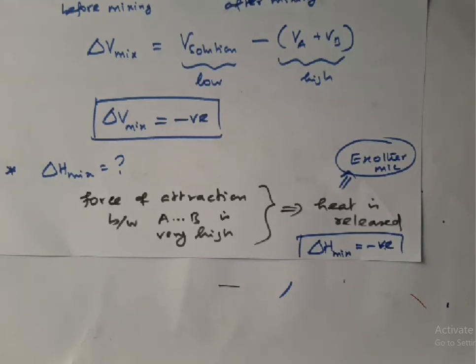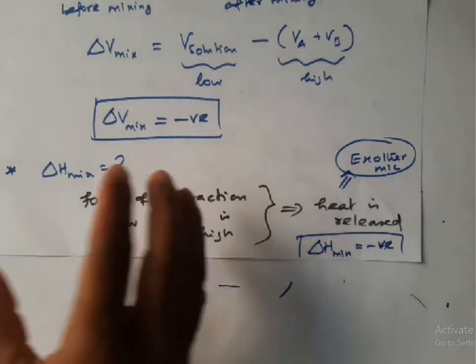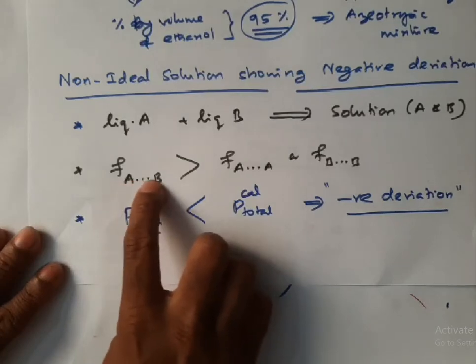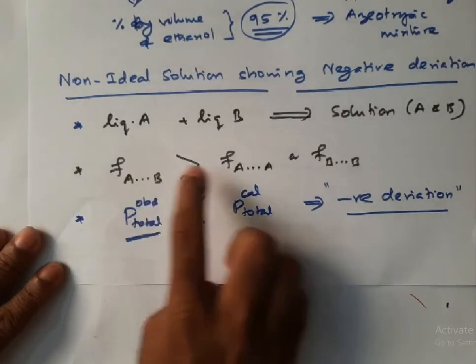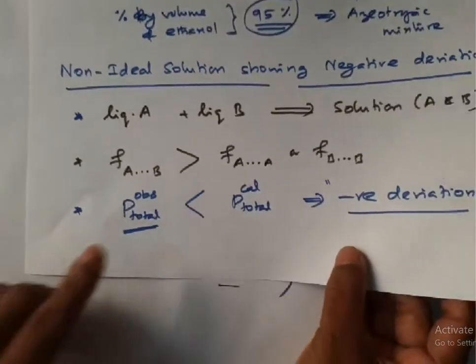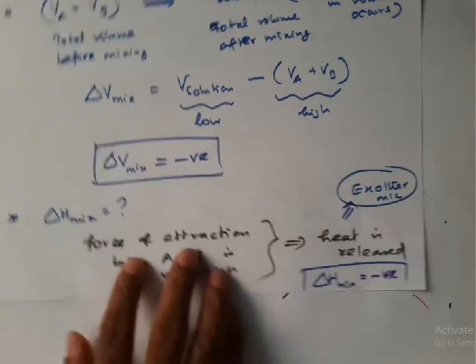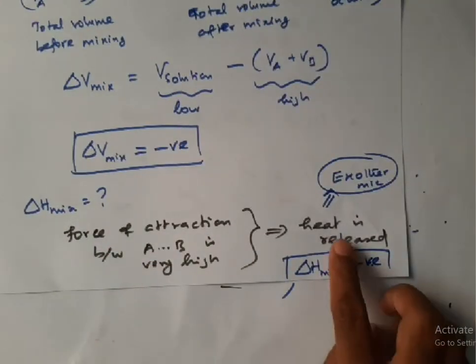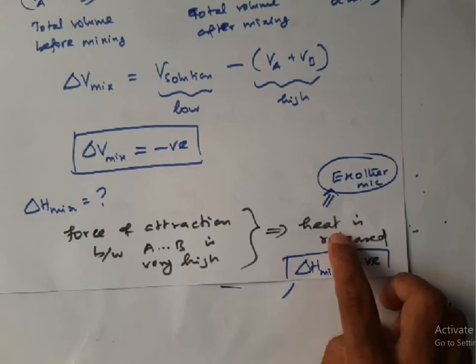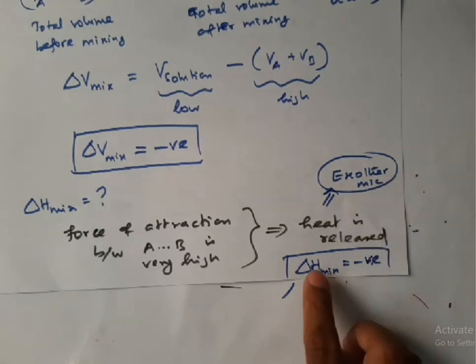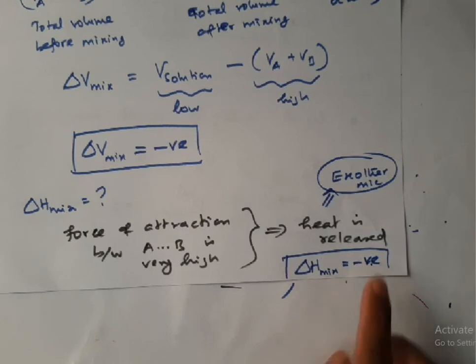This is the point. In a solution showing negative deviation, the force of attraction between A and B is very high compared to A-A or B-B. Therefore, when the force of attraction increases, heat is released. The process where heat is released is called an exothermic process. For an exothermic process, the delta H sign is negative. So delta H mixing is negative for a solution showing negative deviation.